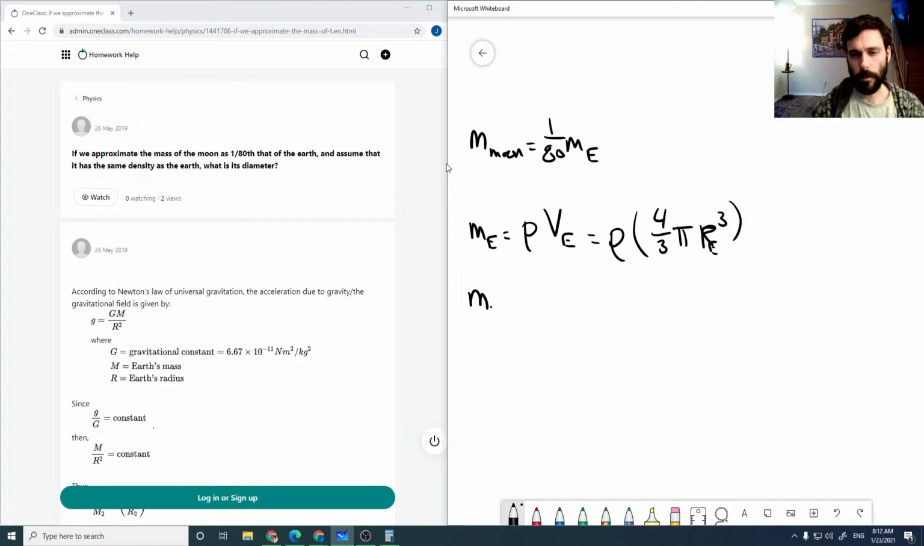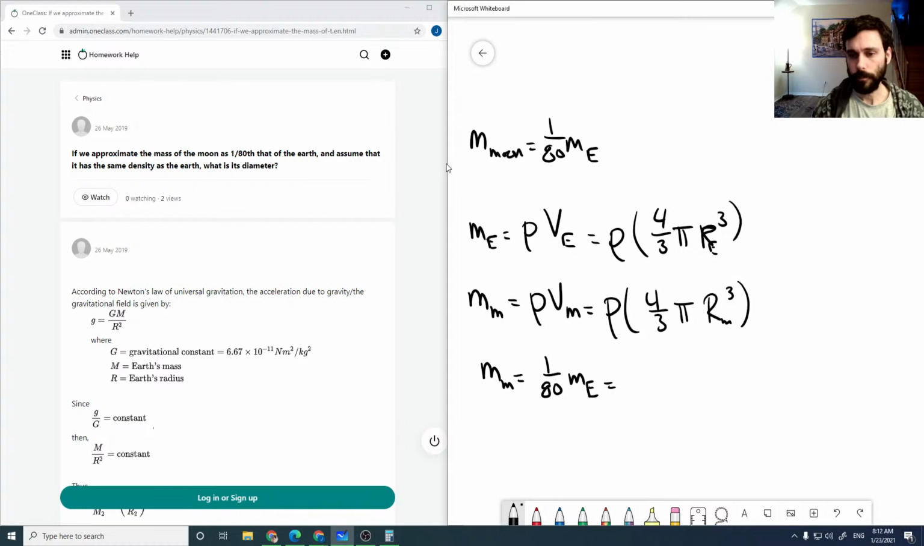We can say the same thing about the moon. So the mass of the moon is rho times the volume of the moon, which is rho times 4/3 pi times the radius of the moon cubed. Now the mass of the moon is 1/80 times the mass of Earth, which is then 1/80 rho times 4/3 pi radius of Earth cubed.